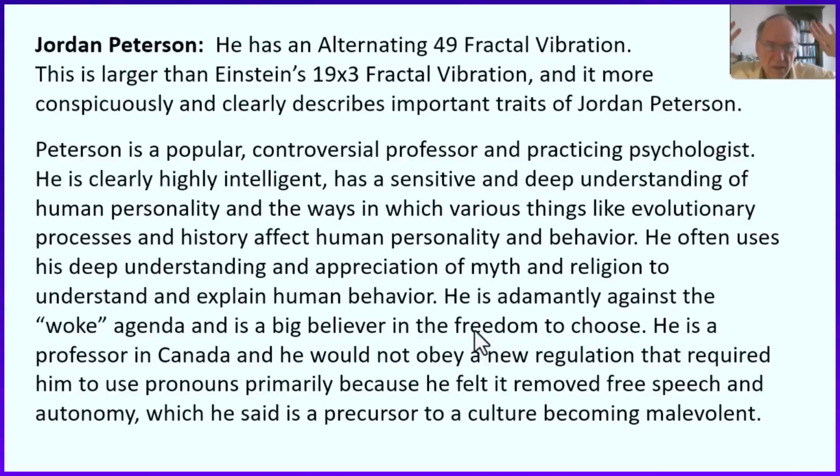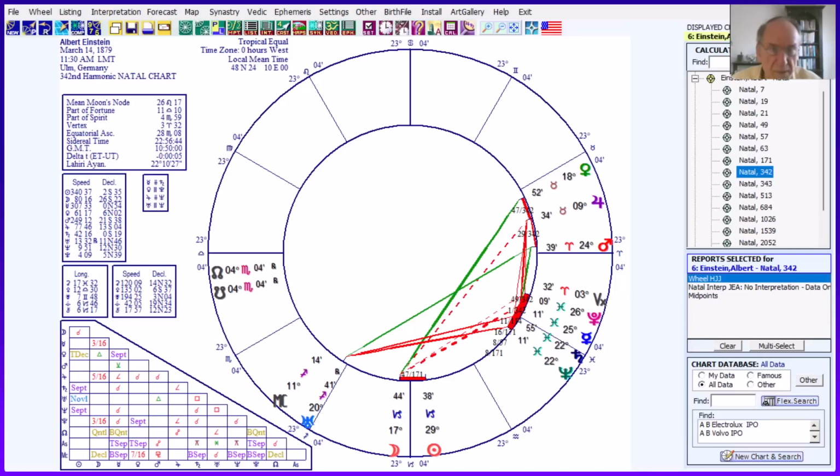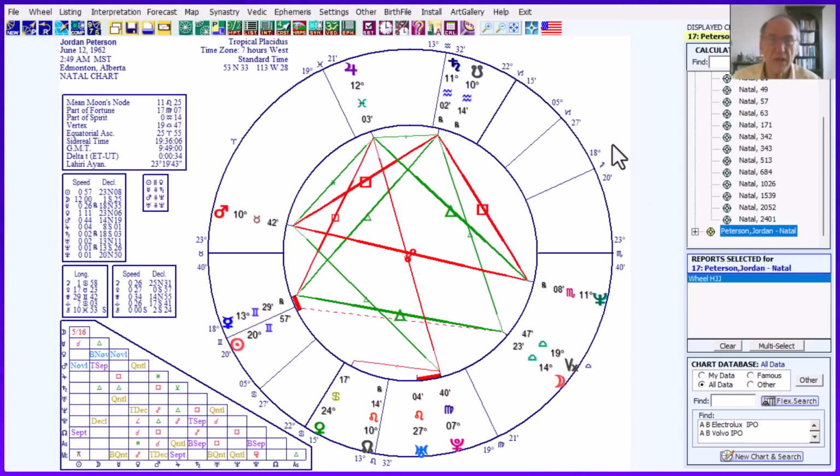Okay, I know there's a lot of new material. Let's start with another chart, and I think you're going to be able to follow this pretty well at this point. Okay, let's look at Jordan Peterson. You probably know who he is. He's a psychologist, professor, and a practitioner of psychology, and very popular and very controversial. Okay, and we do have a very good birth time for him, 2:49 a.m. from a birth record. There's his birth chart.